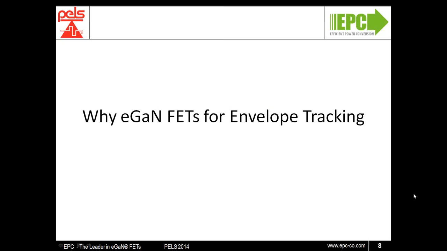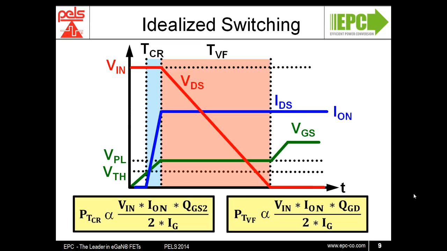So why would we use GaN FETs for envelope tracking? To first look at this, these kinds of switching converters will be hard switching. If we look at an idealized switching waveform at the turn on of a device, there are two intervals shown here. The first interval is in blue and the second one in red. During the blue interval, the current through the device rises well before the voltage across it decreases. During this interval, the power is dissipated in the switch, and the amount of time it takes for the current to commutate is related to the first charge term below, QGS2.